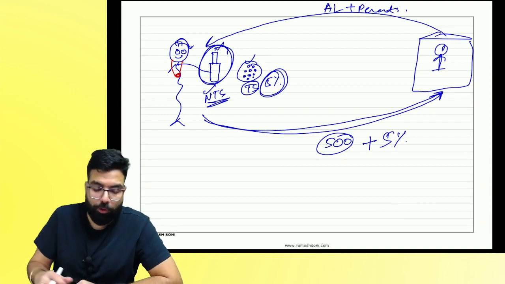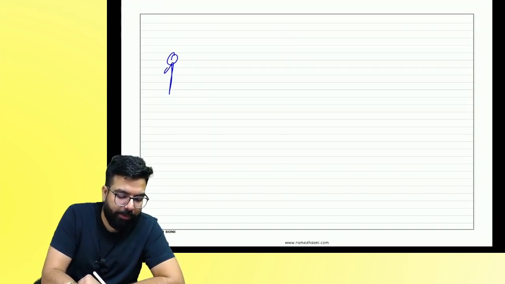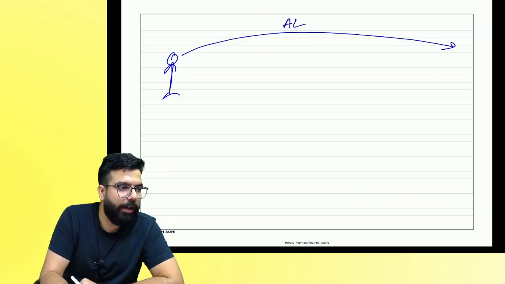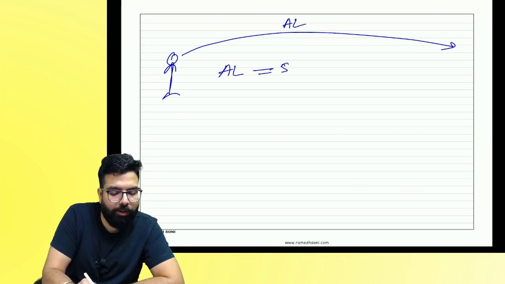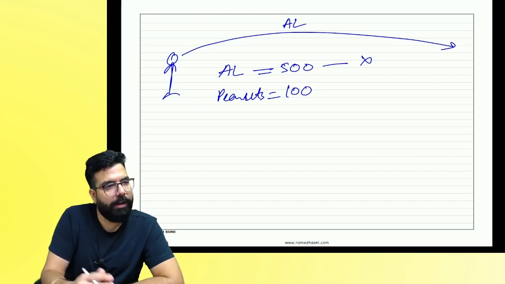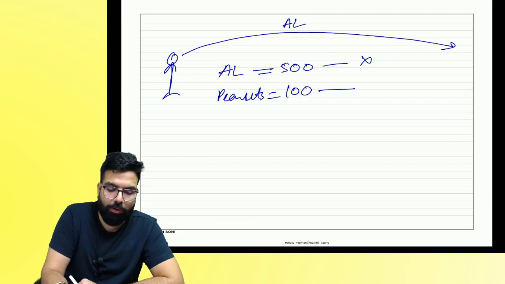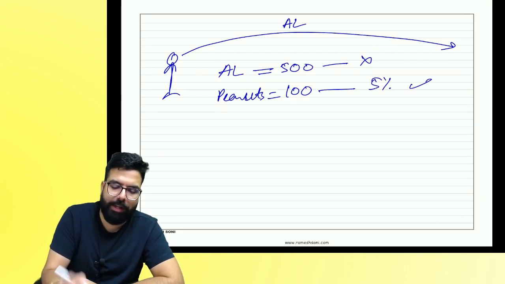You know what shopkeepers do? When one person sells alcoholic liquor, he'll say, sir, alcoholic liquor, we'll charge you 500 rupees. Peanuts, we will charge you 100 rupees. So on alcohol they will not charge any GST because there is no GST. And for peanuts we will charge you whatever 5% rate of GST is there.